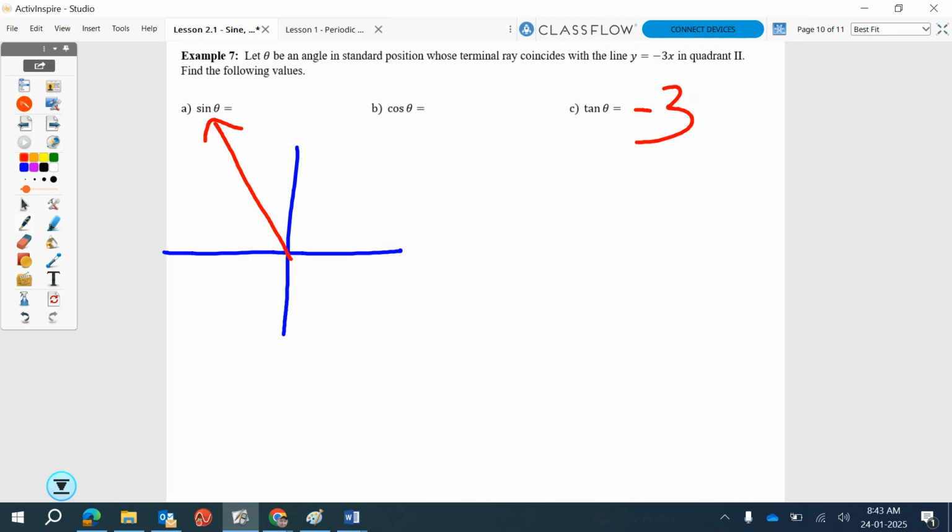How about for the sine value? Well, for the sine value, we're going to need to know what the y value is.